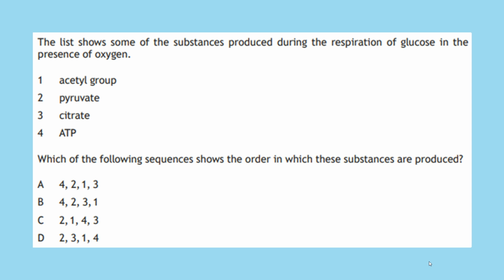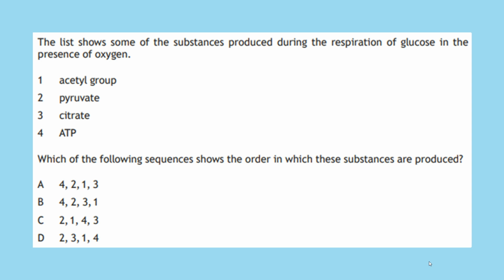So here the list shows some of the substances produced during the respiration of glucose in the presence of oxygen. 1. An acetyl group, 2. Pyruvate, 3. Citrate, and 4. ATP. But which of the following sequences shows the order in which these substances are produced? Pause the video and hit play when you're ready to reveal the answer.